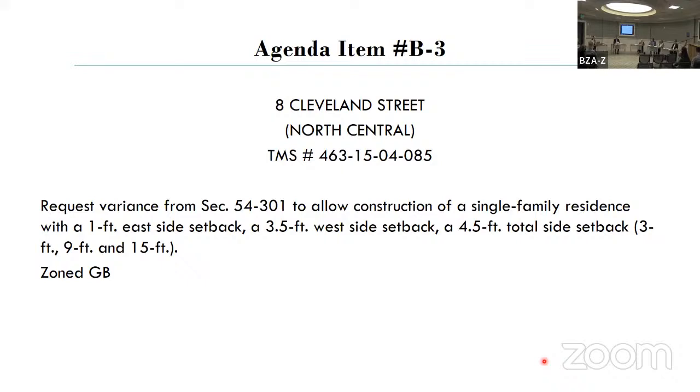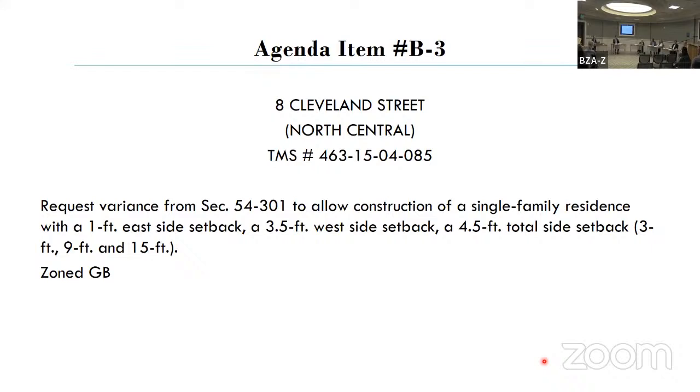Moving right along, we're on item B3, 8 Cleveland Street in North Central, application number 2205-03-B3, TMS number 463-15-04-085. Request variance from section 54-301 to allow construction of a single-family residence with a 1-foot east side setback, a 3.5-foot west side setback, a 4.5-foot total side setback; 3 feet, 9 feet, 15 feet are required. Zone GB, general business. Owner is Charleston Development Company, LLC. Applicant Julie O'Connor, American Vernacular. Mr. Batchelder.